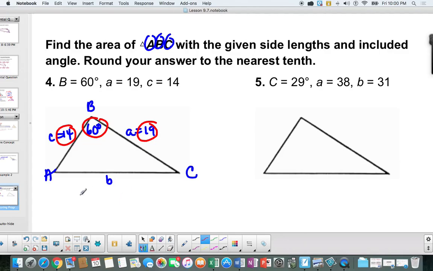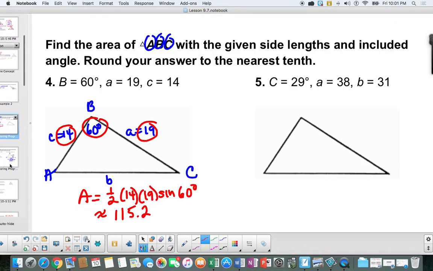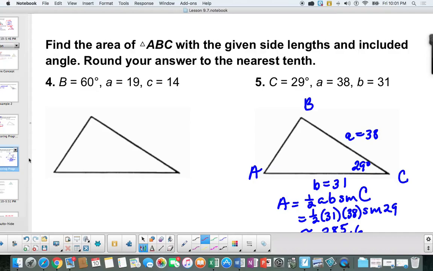So our answer, area, will be equal to 1/2 times 14 times 19 times the sine of 60 degrees. And when we put it in our calculator, that'll be 1/2 times 14 times 19 times the sine of 60 degrees, and that's going to be about 115.2. Take a minute to stop the screencast and see if you can do the next one on your own. And here is the answer.